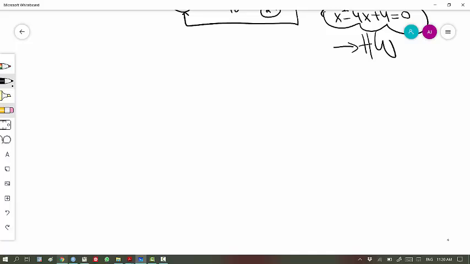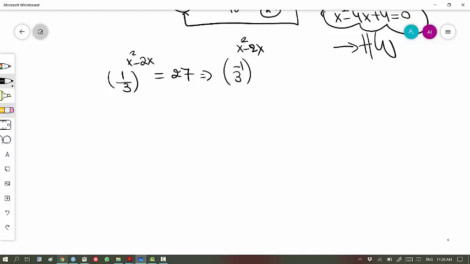Second question, 1 over 3 to the power of x squared minus 2x is equal to 27. Looking at this, on both sides we can write everything in the base of 3. I start with 1 over 3 on the left hand side. I write 1 over 3 as 3 to the power minus 1, everything to the power x squared minus 2x, is equal to 27. I can write 27 as 3 to the power 3.